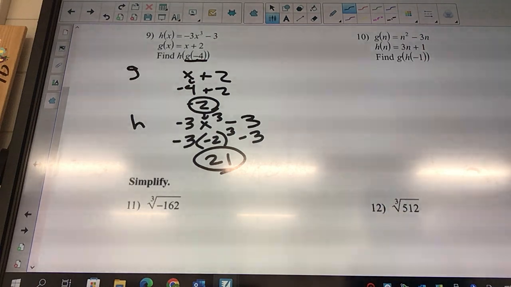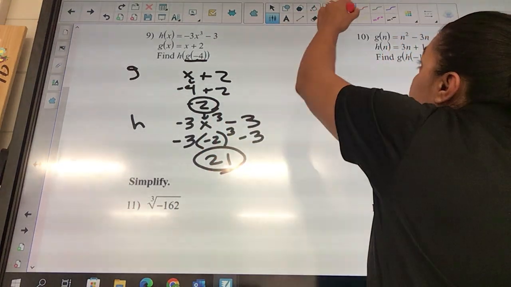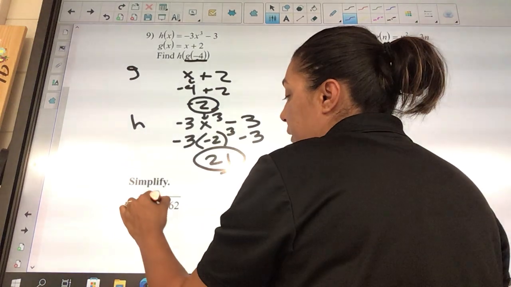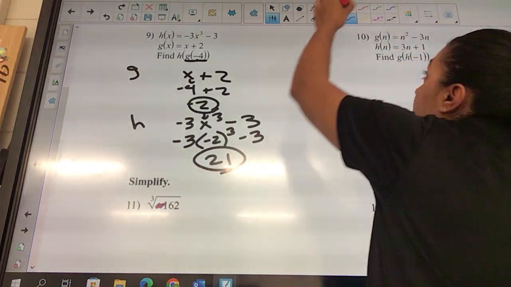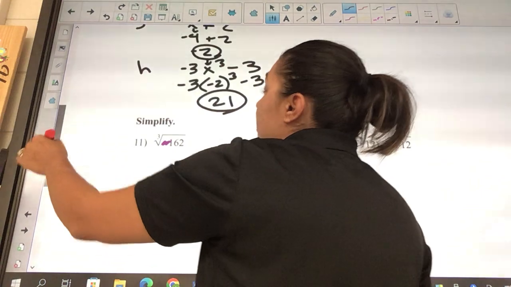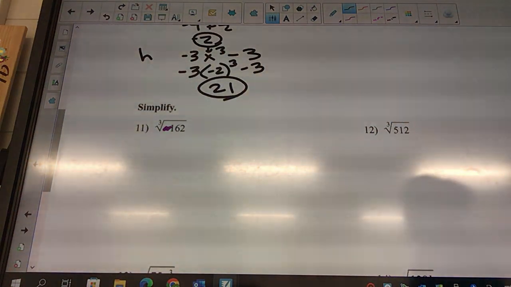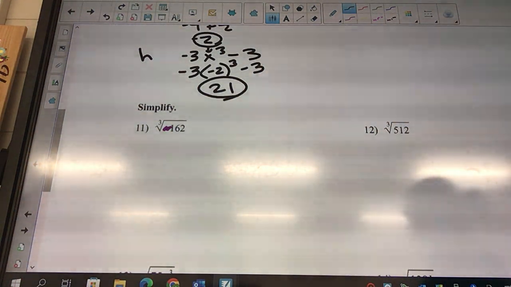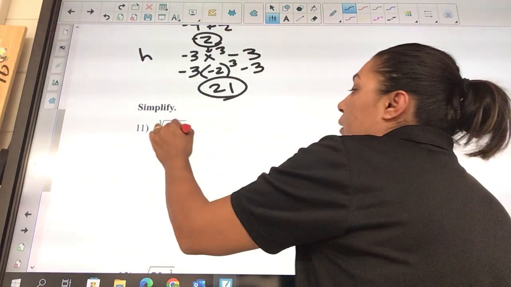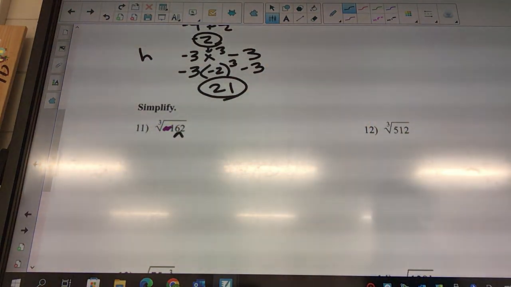Okay, the next section on here is simplifying radicals. I made a mistake and we're not covering this negative part, so scribble that out and pretend it's not there. What are some factors of 162? Not on the inside, no.